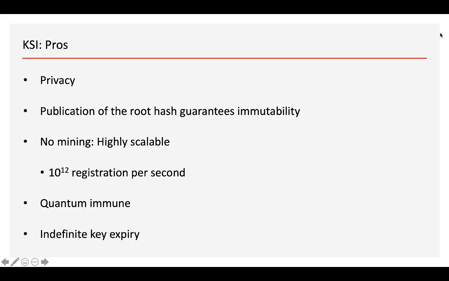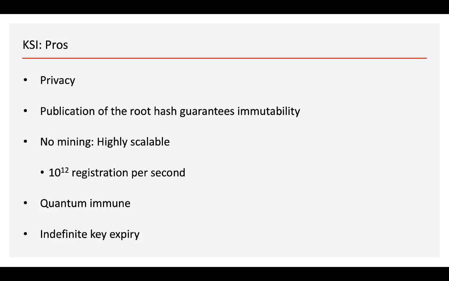So the pros is that it is private, because none of the data leaves the government, only the hash that gets percolated, as well as the token gets only the complementary hashes, so no data gets in the hands of somebody else. Publication of the root hash periodically guarantees the immutability of the calendar hash chain, and that's what gives the trust. There is no mining involved, and they're highly scalable.